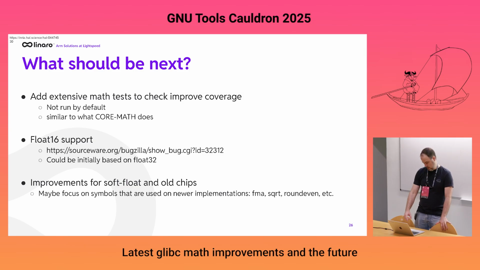There's an open bug report to track this, and this is also a lot of work. Not sure if all the ABIs will be willing to add such support, but at least we can initially base it on float32. So I don't have an answer for that.